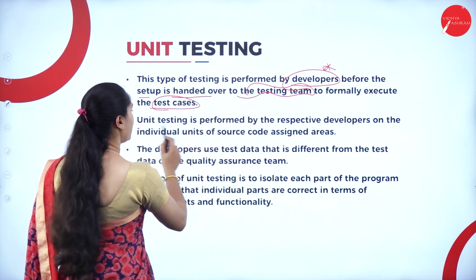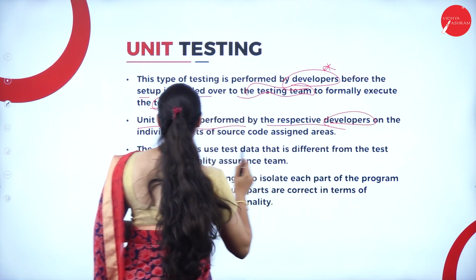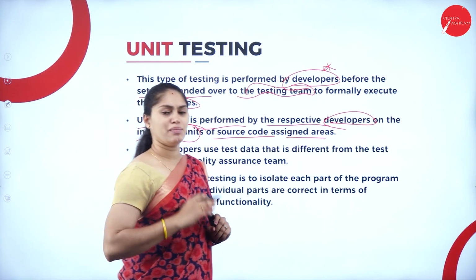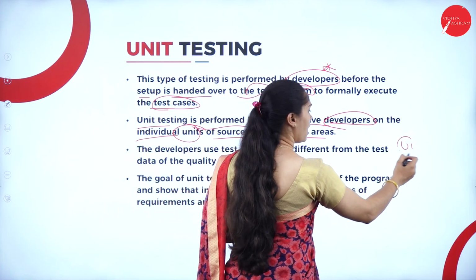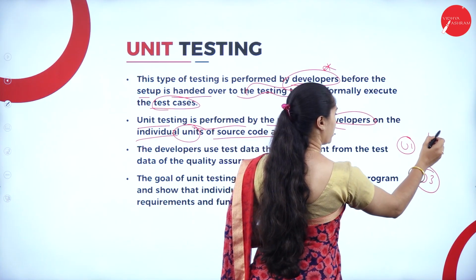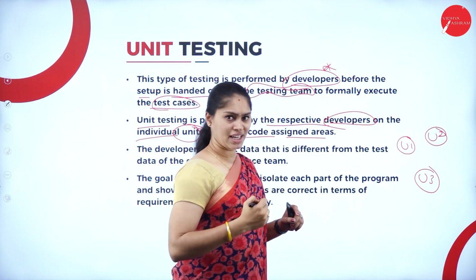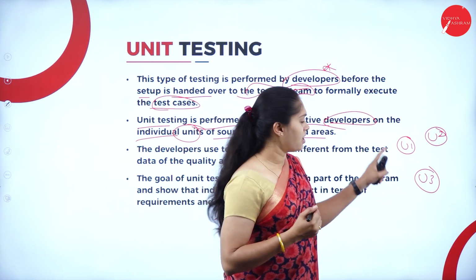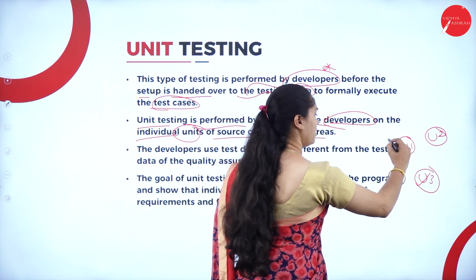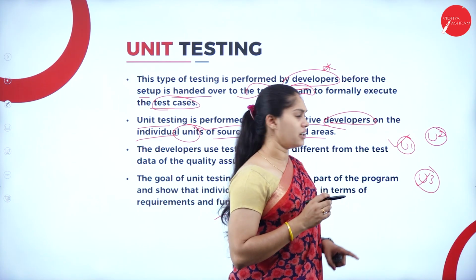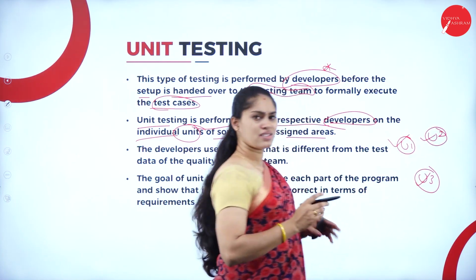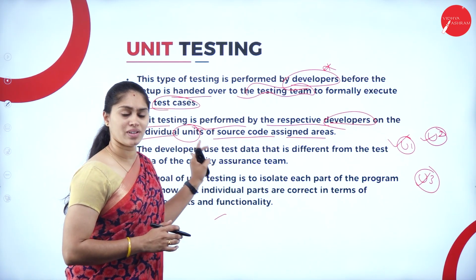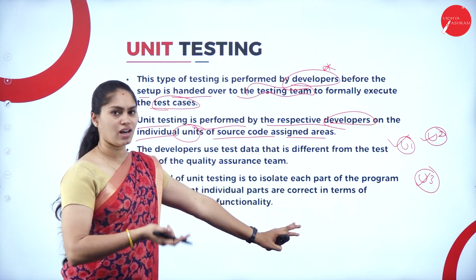After that, unit testing is performed by the respective developers on the individual units of source code in their assigned areas. For example, you will be assigned unit 1, I am doing unit 3, and somebody else is doing unit 2. It's my responsibility to check my unit, whether it is working properly or not. Being a developer, I have to check my individual unit, and another developer will check their unit. When all the units are working properly, then we can say that unit testing is over. Then we can hand it over as a system to the testing team.